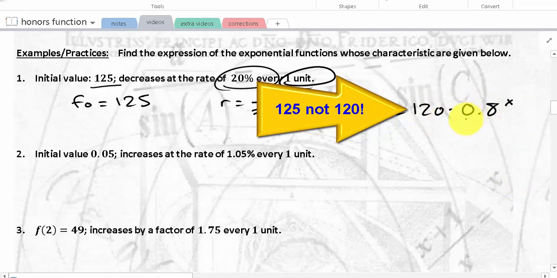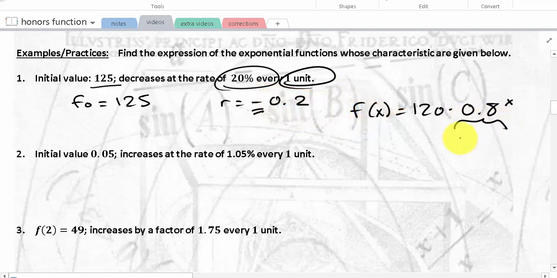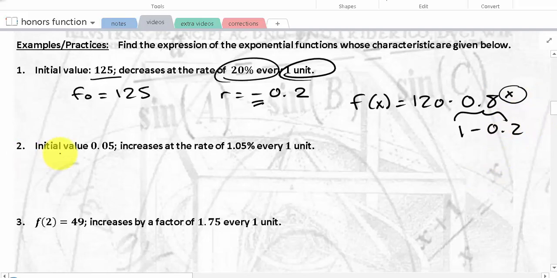That's it. Here it is, 1 minus 0.2. That's it. This function describes a decrease of 20% every 1 unit. All right? I'm going to let you do number 2 and I'm going to do number 3.